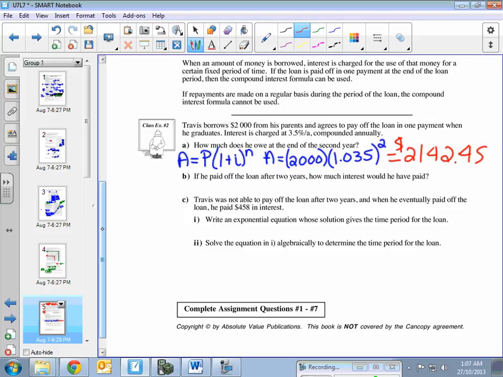So now they're asking, if you paid off the loan after 2 years, how much interest would he have paid? So to find out the interest he's paid, you take the final amount and then you subtract the original amount. So it'll be 2142.45 minus the $2,000 you borrowed. So if you put this in your calculator, that'll be a difference of $142.45. So this is how much interest he has paid.